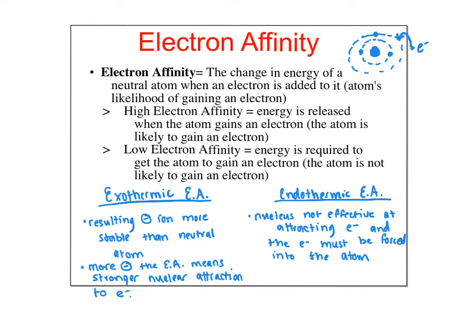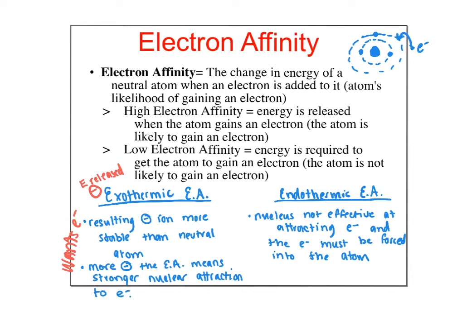So here's what I kind of want to talk about in blue. If we measure electron affinity and it's exothermic, which means energy is released, we usually have a negative number associated with that. This means that the negative ion, so once we've put the electron in, is more stable than the neutral atom. And the more negative the electron affinity is, that means there's stronger nuclear attraction. So basically this guy wants an electron.